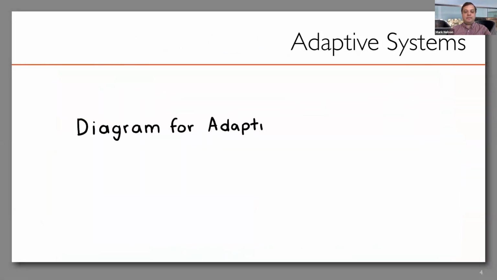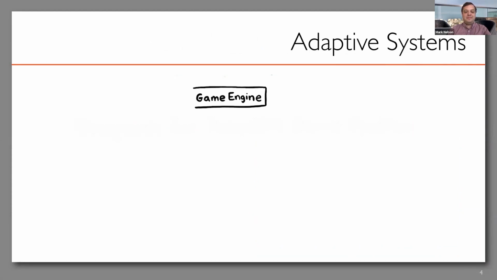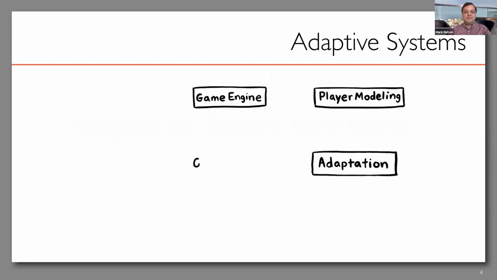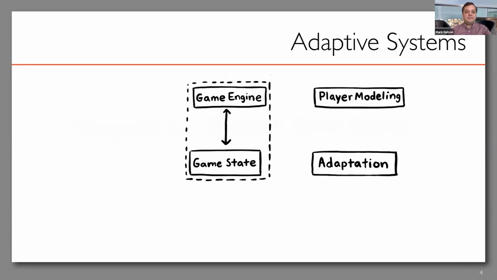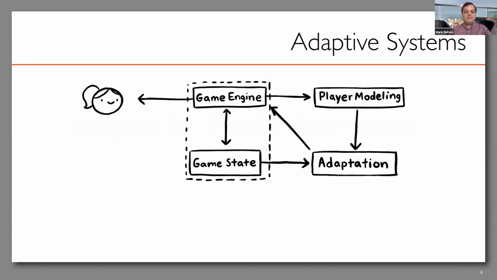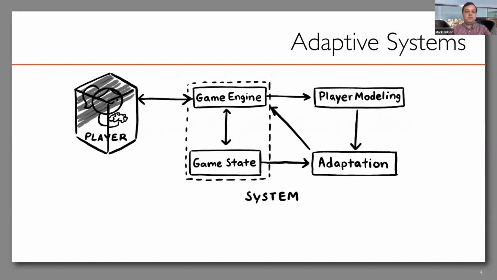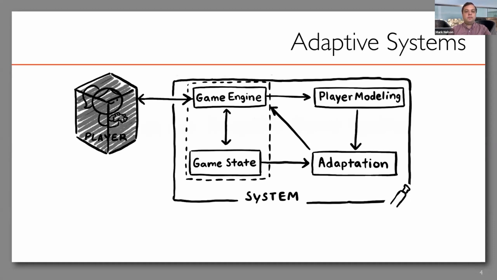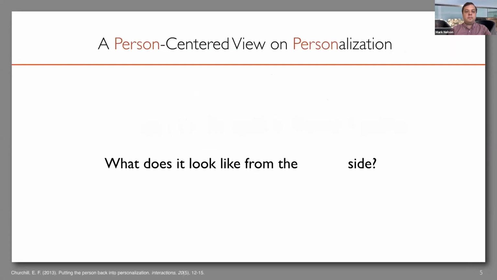This is a typical diagram we often see about adaptive game systems. Here, you have a game engine, a player modeling unit, a game adaptation unit. You also have a game state that is constantly being updated. These units interact with each other in order to best adapt the gameplay for a player. These diagrams are very useful, but what they're designed to do is to black box the player and white box the system so that we can study the latter. In this paper, what we attempt to do is to switch the perspective from the system to the player.